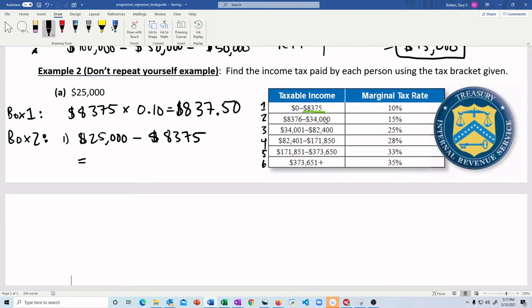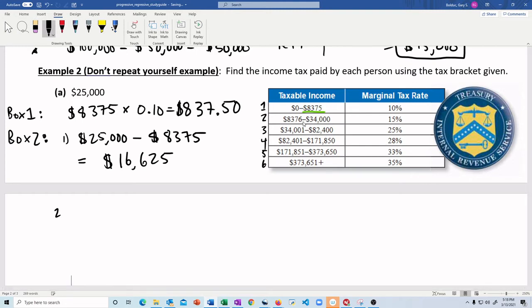So we get out our calculator and we type in 25,000 minus 8,375, and that gives us $16,625. This is the amount of money that we will be putting into the second box to be taxed.